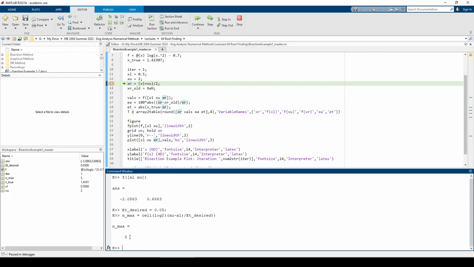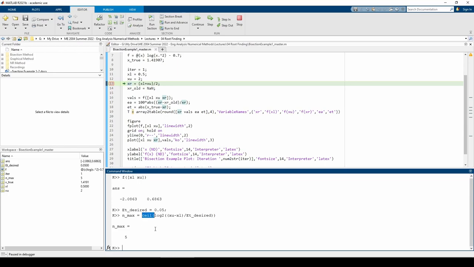This means it will take at most 5 iterations until we receive a true error of 0.05 or less. This is an upper bound, so there's a chance we could get this error in fewer iterations. Keep in mind that we have to round up to the nearest integer since there's no such thing as a fraction of an iteration, hence the use of the ceil command.